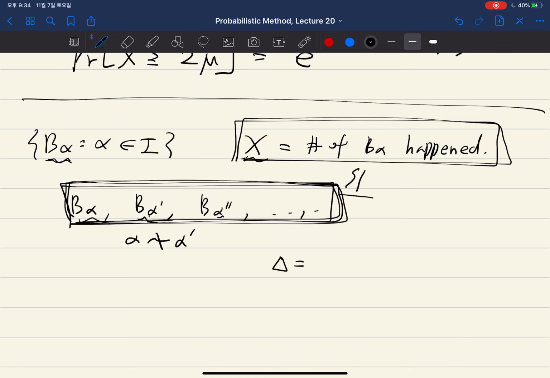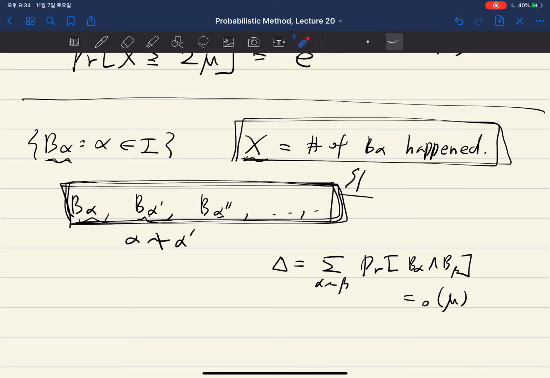Because this delta is the probability that B alpha and B beta happen where these two are related, right? And our assumption is that this is quite a bit smaller than mu. In lots of cases, this is the situation that we are dealing with. Then, intuitively, the number of B alpha that actually happen is mu, and the number of pairs where they are related and that happen together is smaller.